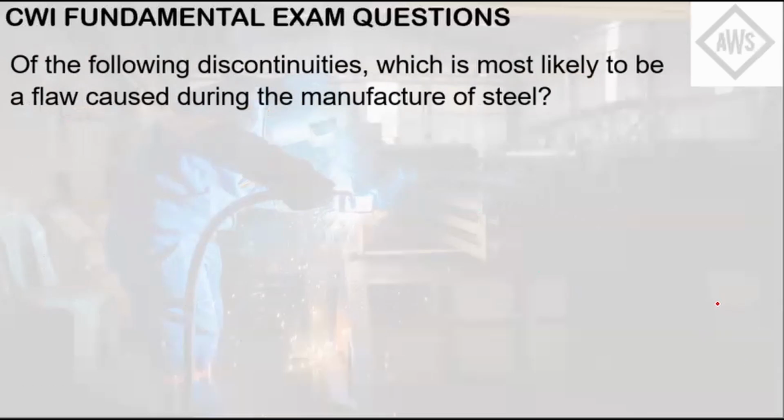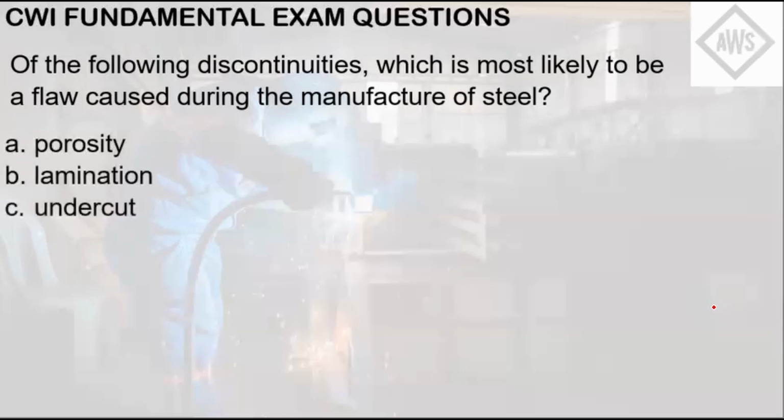Of the following discontinuities, which is most likely to be a flaw caused during the manufacture of steel? A, porosity, B, lamination, C, undercut, D, crack, E, inclusion slag. So for the choices here, porosity occurs due to moisture or the presence of hydrogen in the weld. Undercut is where a notch is formed by metal being melted away from the weld zone. A crack is a serious defect that can lead to failure.